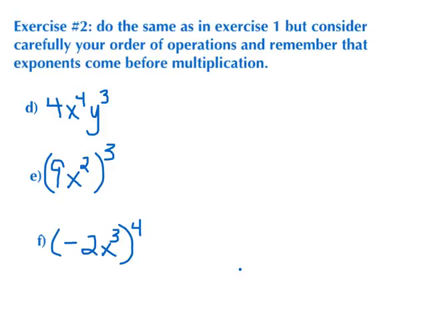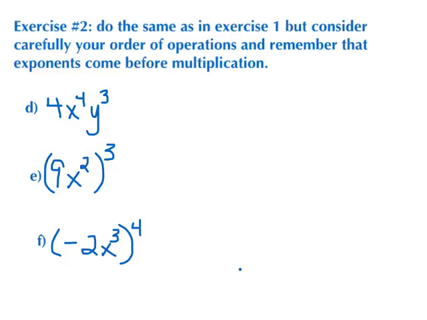Of course, just as with numbers, variables can also be raised to exponents. So let's look at exercise number 2. Do the same as in exercise 1, but consider carefully your order of operations. And remember that exponents come before multiplication. I think that you can handle A, B, and C on your own. We're going to start off by looking at D.